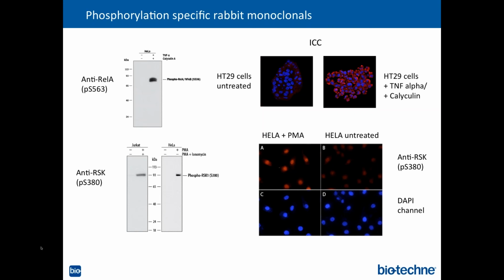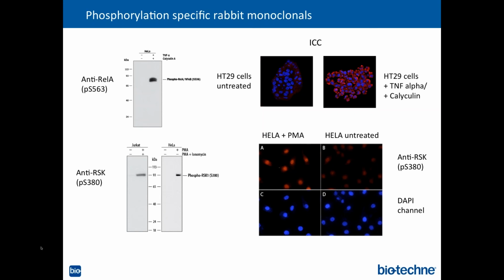And again, the Western blot on the left shows you Jurkats. The Western blot on the right is HeLas, treated and untreated. And upon treatment, you clearly see the uptake in phosphorylation, and you start detecting the band at about 93 kilodalton, where it is expected for phosphorylated RISK1.